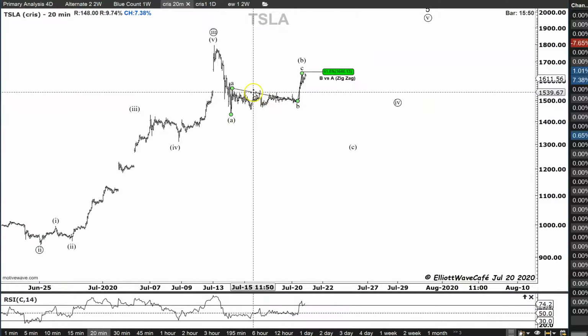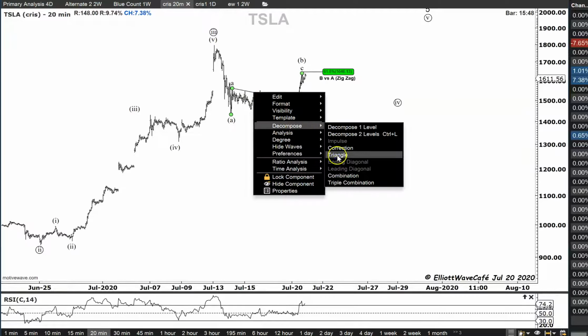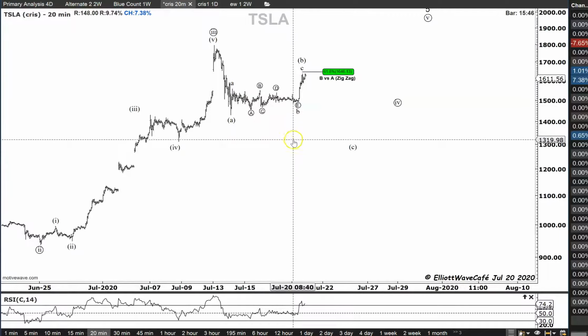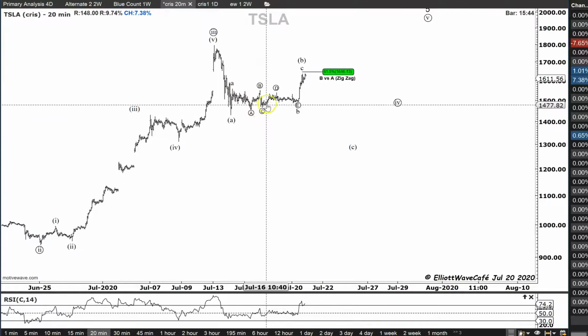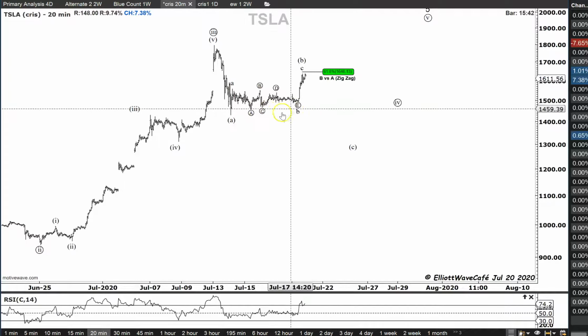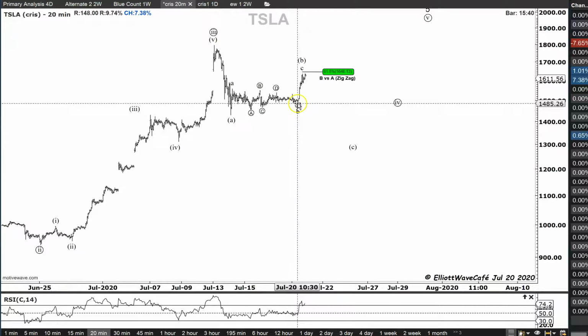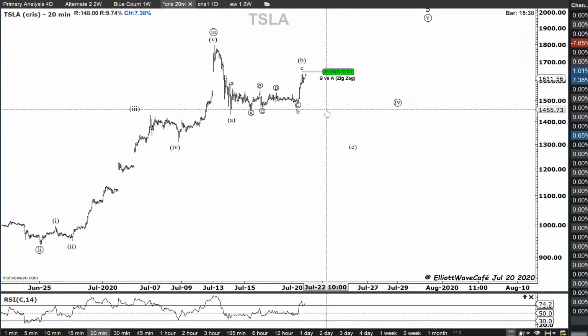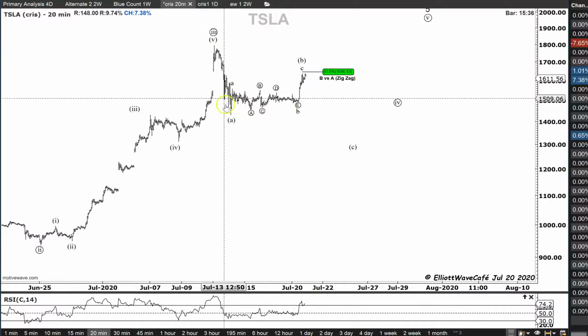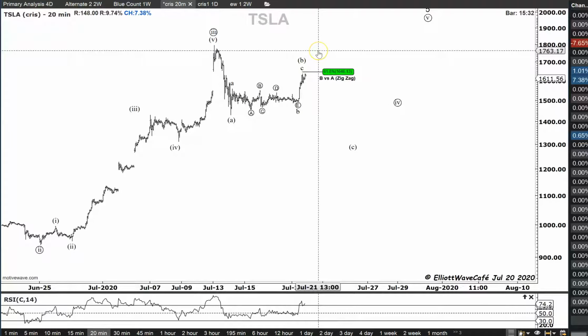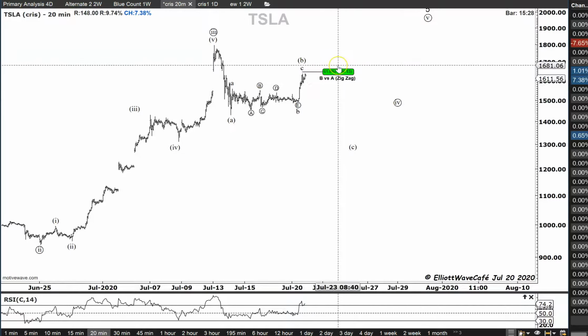If I decompose it here as a triangle, it's pretty standard. You have an A, B, C, D, and E, or it's just kind of sideways. So it's hard for me to consider this impulsive, this correction done, and then go in a 1, 2. It's hard to go bullish on Tesla at the moment. So this corrective pattern is going to continue.